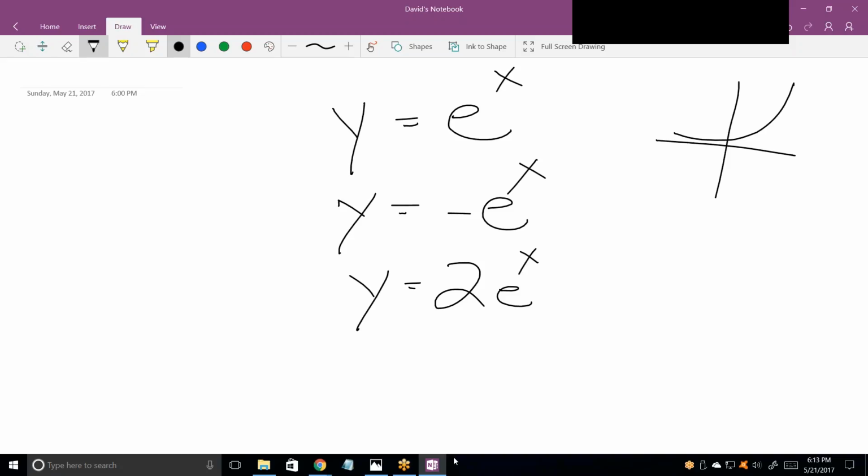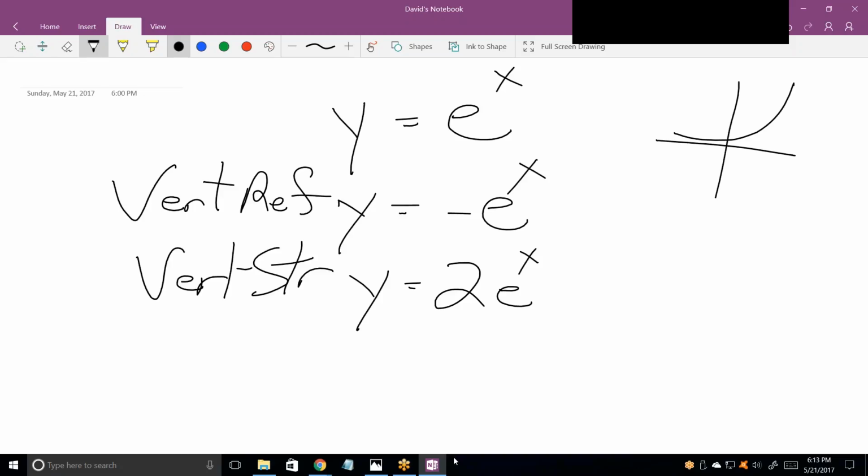That would be vertical, a vertical stretch by a factor of 2. This changes the shape of the function. No longer looks like that, it looks steeper. But it's vertical because it's outside the function.